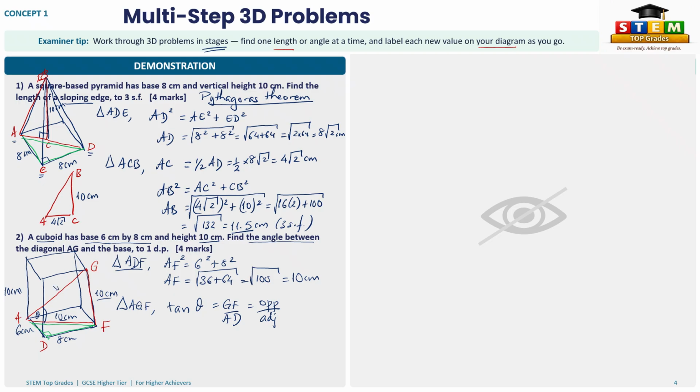So what are we going to do? That's 10 over 10 for tan theta, and theta is tan inverse of 10 over 10, which is tan inverse of 1. And this is a special case, if you know your special angles, that is equal to 45 degrees. Because it says one decimal place, let's add a 0 and put the symbol for the angle: the angle is 45.0 degrees.